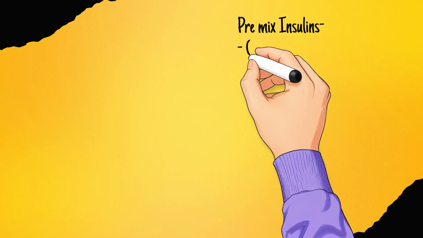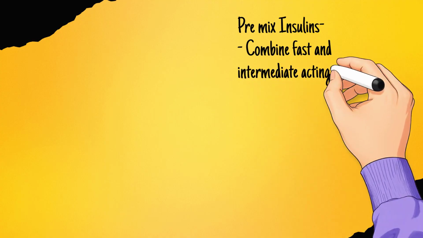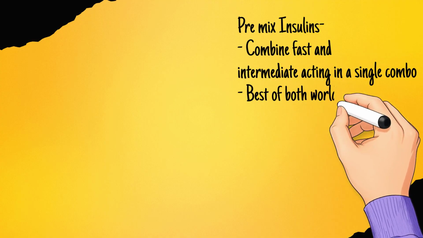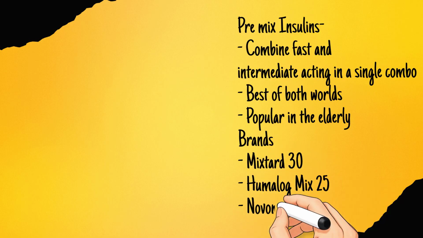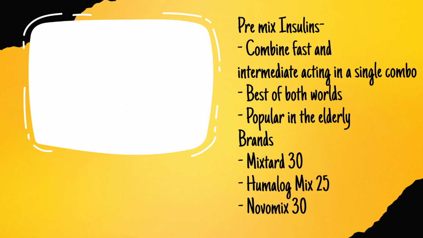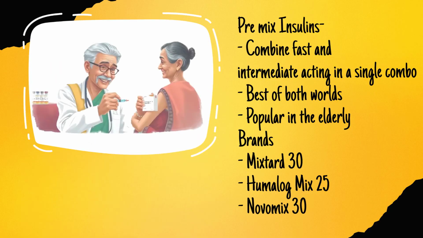Pre-mixed insulins. As has been discussed before, insulins can be combined to make combinations. Fast and intermediate acting insulins are combined to make the best of both worlds. They are very popular in the elderly and in OPD basis. The common brands that are available are Mixtard 30-70, Humalog Mix 25 and Novomix 30.